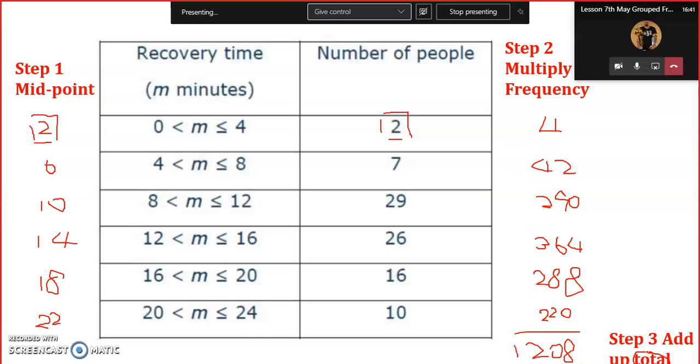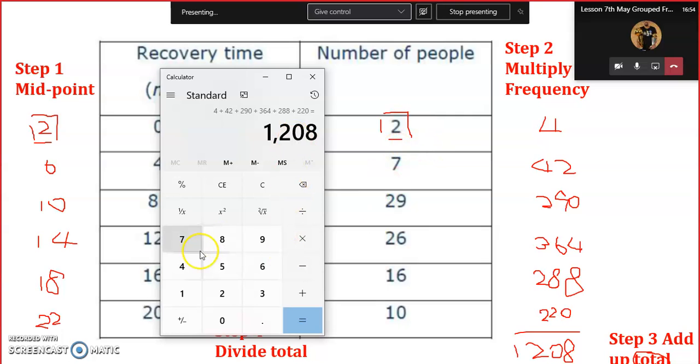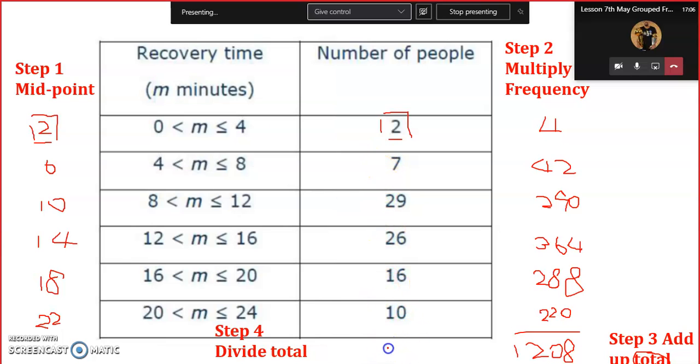Now, the last bit is we need to use this figure 1208 to divide by the total frequency. Tricky question: what is my total frequency then? Do the calculation again. We have 2 plus 7 plus 29 plus 26 plus 16 plus 10, just adding everything up on this left hand side. Here we got 90.